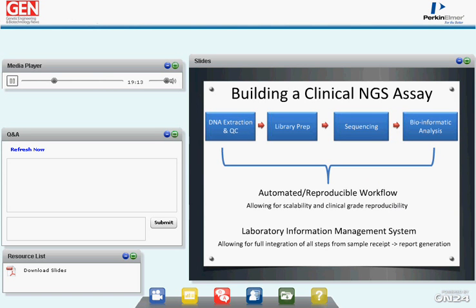On top of that, there are a lot of moving pieces and a lot of different pieces of data that all need to be integrated in order to really understand the final results. And so across this workflow, we need both automation as well as laboratory information management systems to be able to track all of that data.